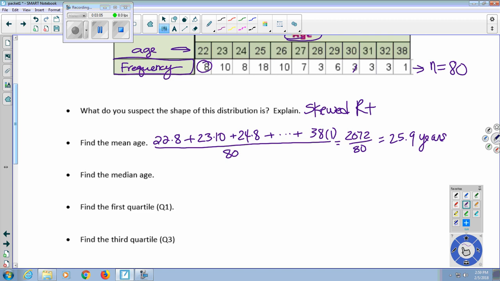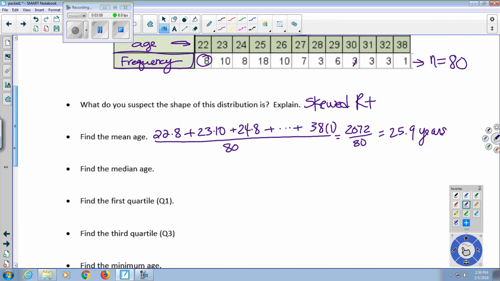Find the median age. Okay, this is a good review of all of our measures of center. The median age, so this is a big table, so we don't want to list them all out. This is when it's good to use our n plus 1 over 2. This tells us the position of the median. So we have 80 plus 1 is 81 over 2, gives us 40.5. That is not the median, but that is where we can find the median. So we're going to be between the 40th and the 41st value.